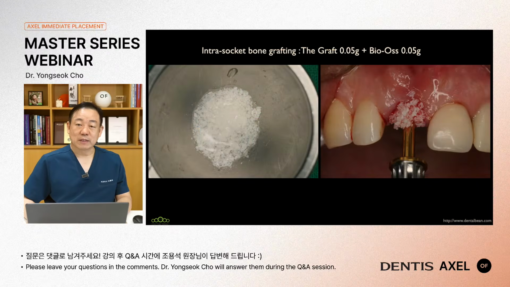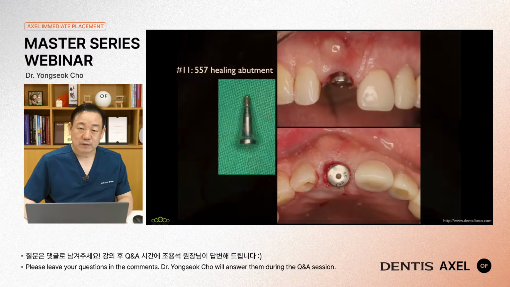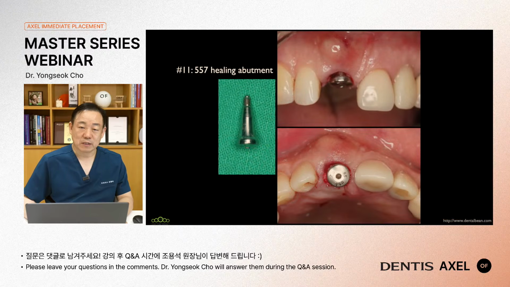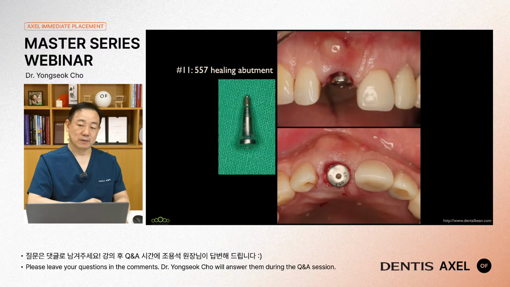Intrasocket bone grafting was done. Although labial bone is gone, I can do just intrasocket bone grafting without flap elevation. After graft, connected the healing abutment. This time, because I placed the implant relatively deep, I chose 5 diameter and 7 millimeter long healing abutment.